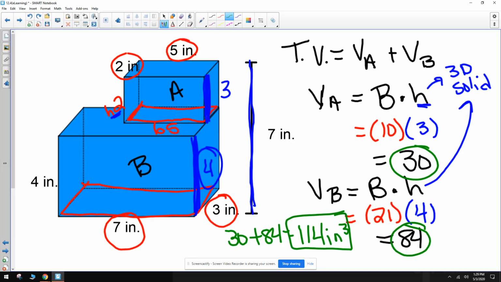And that's how you do a combo problem. There's no subtraction. You just have to add the two volumes together. When they're surface area, they're subtraction. So make sure you know the difference.